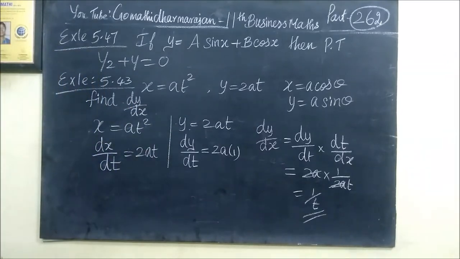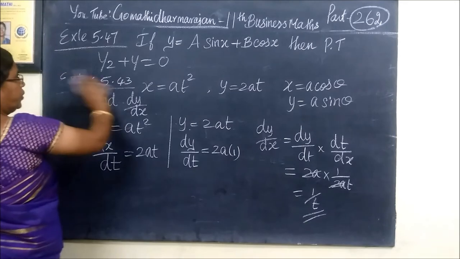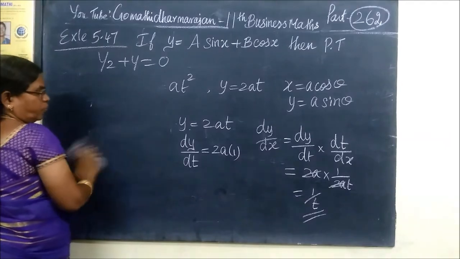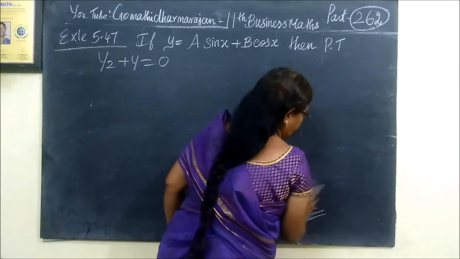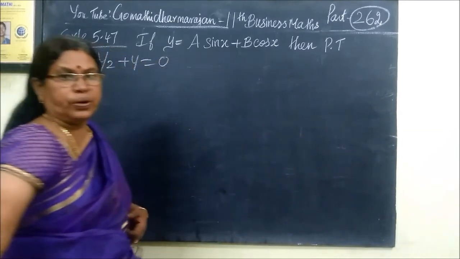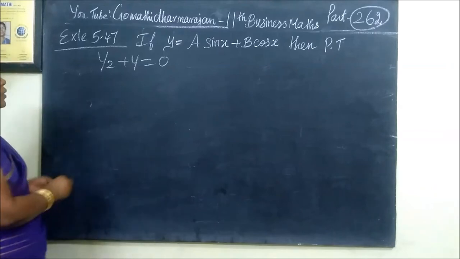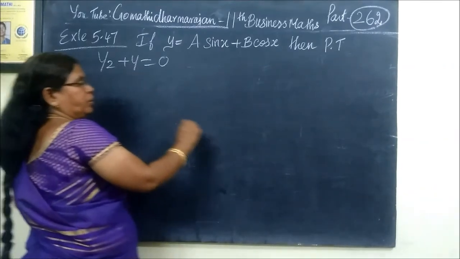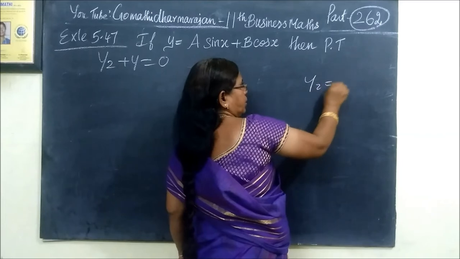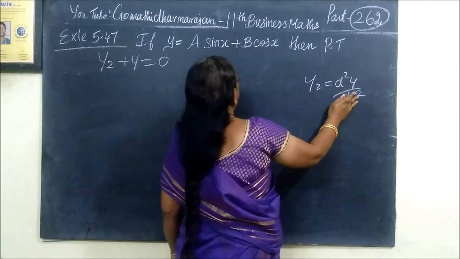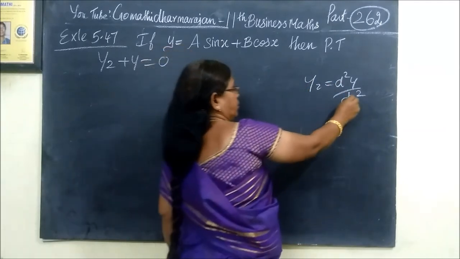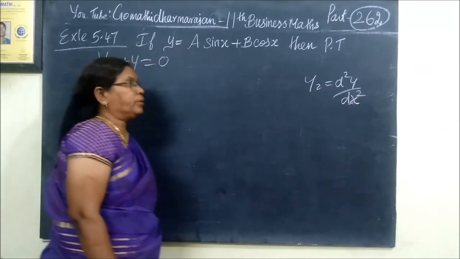Next, there is one more question. Let us erase this now. Example 5.47. Same, we have done some examples in between. Now for this, y2 plus y. y2 is nothing but d square y by dx square. The parameter here is x, so sorry, dx square.